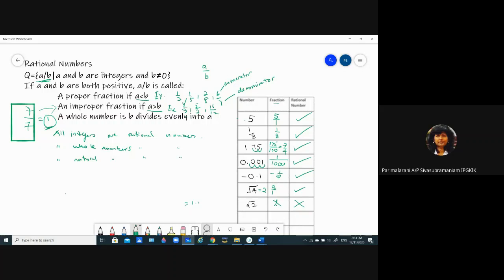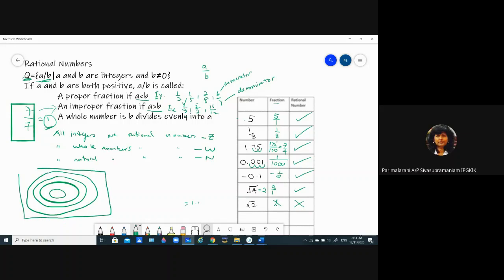If we represent integers with the letter Z, whole numbers with the letter W, natural numbers with the letter N, and rational numbers with the letter Q, we can draw a Venn diagram to show the relationship between these numbers. If my Venn diagram is like this, okay, so this is my Venn diagram.